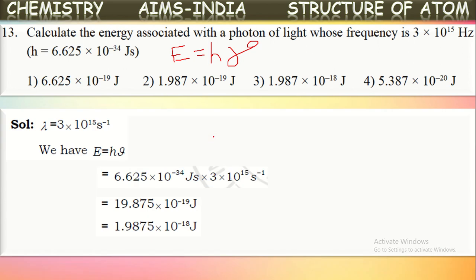See the solution. Oh, I think we have done this problem once. Okay, no problem. Frequency is given, asked to calculate energy. Substitute the values. We get it as 1.98 into 10 to the power of minus 18 joules. Where is it? The third option.